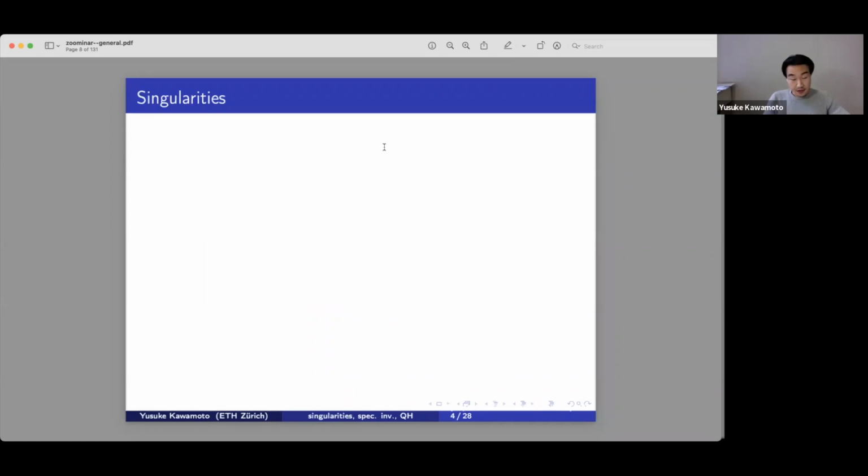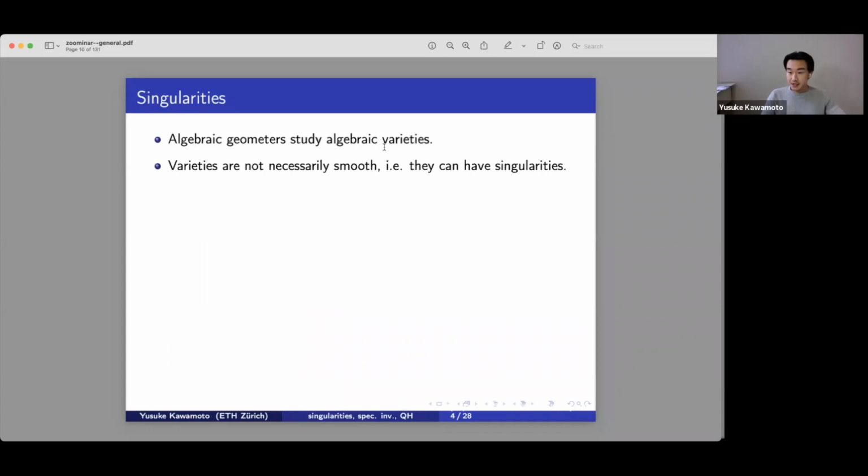So singularities in algebraic geometry. I forgot to keep the time, sorry. In algebraic geometry, people study algebraic varieties, and these things can be non-smooth. Like these things can have singularities. There are many different types of singularities, but the most fundamental ones are called the isolated hypersurface singularities. This is an important class of singularities.